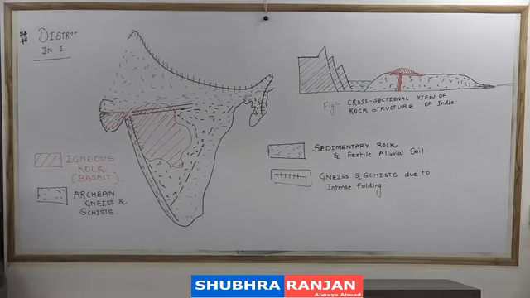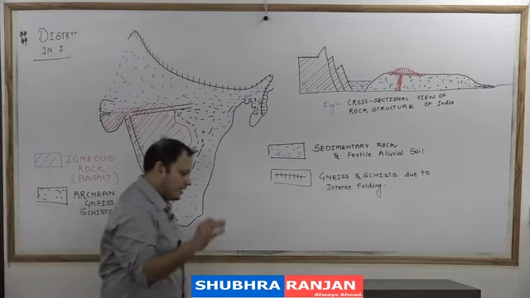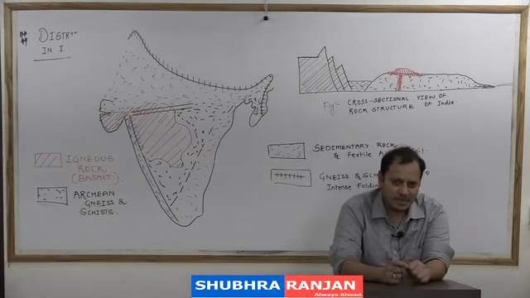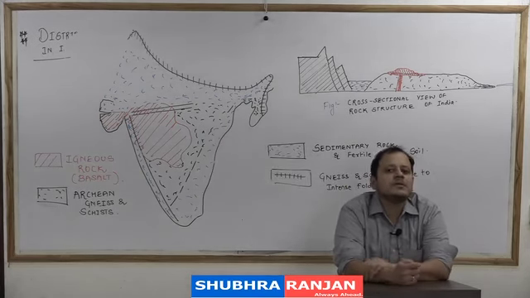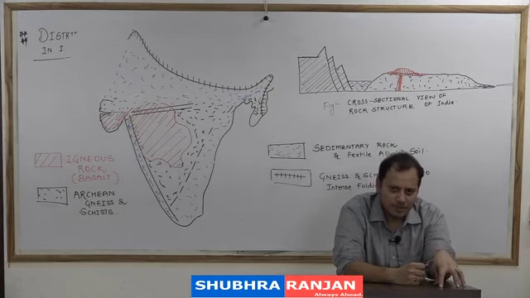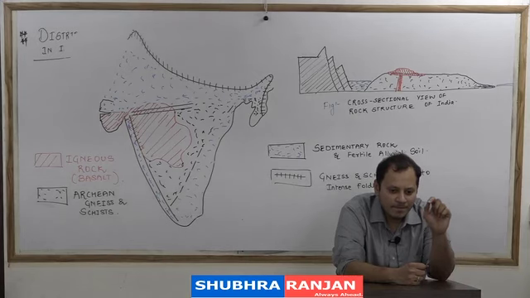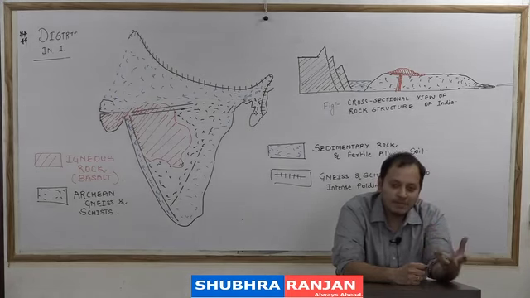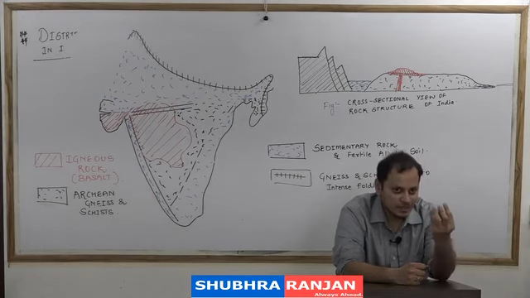Next, the Deccan lava plateau has basaltic rock. क्या? Maharashtra. Deccan lava plateau has basaltic rock. Why? Due to Reunion hotspot.